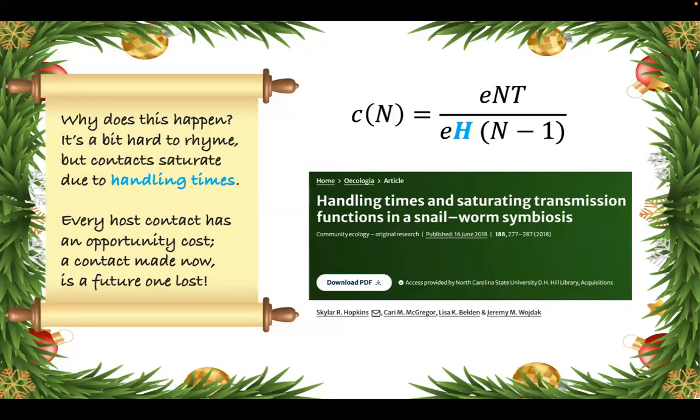Why does this happen? It's a bit hard to rhyme, but contacts saturate due to handling times. Every host contact has an opportunity cost. A contact made now is a future one lost.